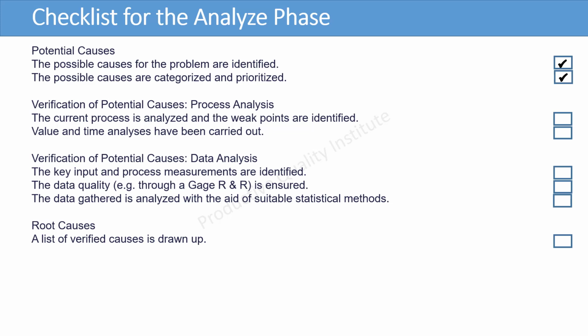The current process is analyzed and the weak points are identified. Value and time analyses have been carried out. Verification of potential causes, data analysis. The key input and process measurements are identified. The data quality is ensured. The data gathered is analyzed with the aid of suitable statistical methods. Root causes: a list of verified causes is drawn up.